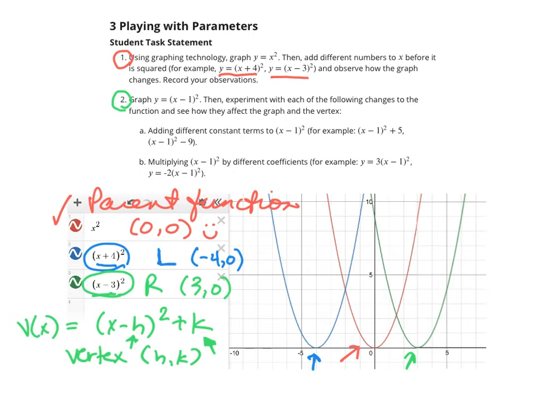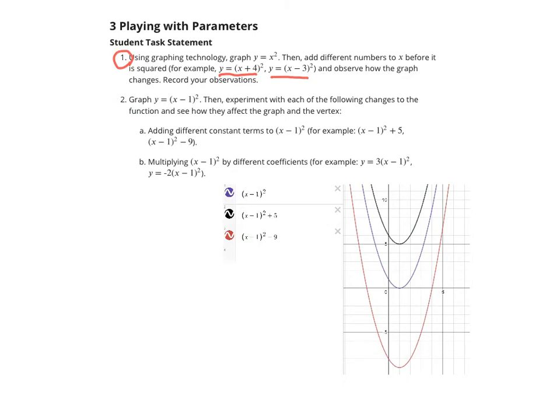Graph y equals x minus 1 squared, and then experiment with the changes. Okay, so I'm going to delete this graph, so take some notes if you'd like to look at this before I delete it. So here I graphed x minus 1 squared first. That's in purple. And that just shifted right 1. My vertex is at 1, 0, right there. Then I did a plus 5. And look, we went up 5. Then I did a minus 9. And we went down 9.